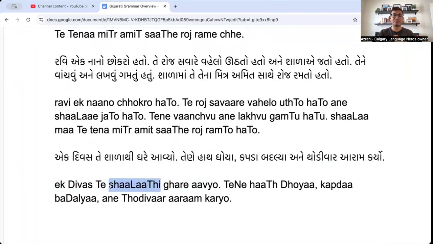Sharathi, from school, like shara is school, thi is from, right? So he from school ghare avyo. He came home. So avyo, this is a simple past tense. It happened once. It's a one-time thing. One time, only once. Tena hath dhoya. He washed his hands once on this one day. Ek divas. He did it one time. Kapra badalya. He changed his clothes. Kapra is clothes. Badalya is changed. He did it one time, right?